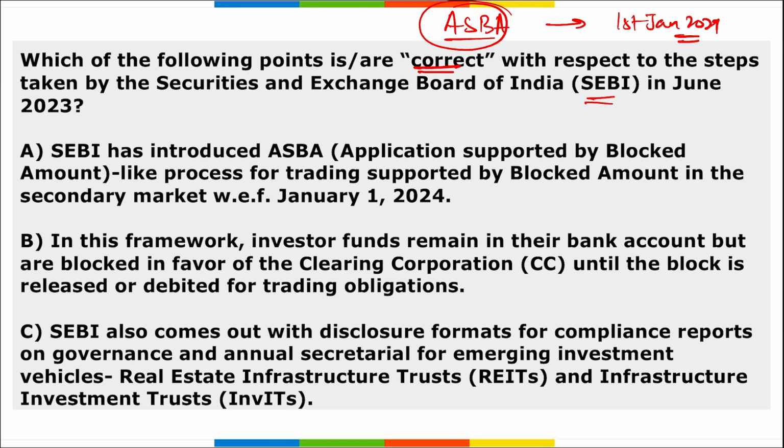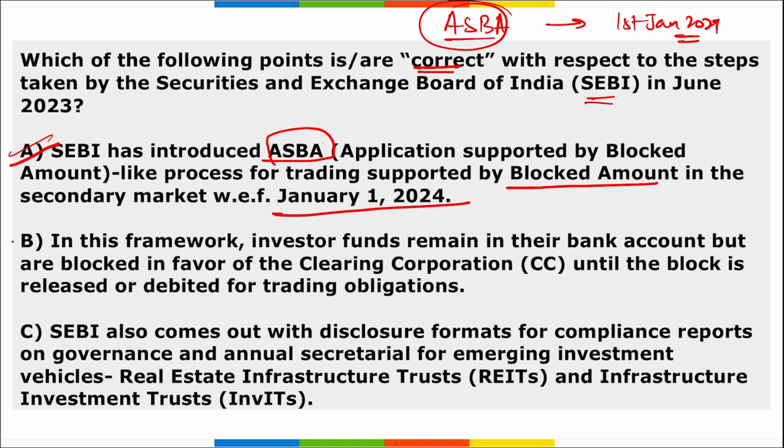RBI has approved the integration of UPI for the same, and in this framework, investors' funds will remain in their bank account but are blocked in favor of the clearing corporation until the block is released or debited for the trading obligation. Correct? Then, if we look at it, the CC directly handles the, what is CC? Clearing corporation. CC directly handles the settlement of funds and securities, eliminating the involvement of the trading member. So yes, that is also correct. So if we look at the options, SEBI introduced this ASBA-like process, that is Application Supported by Blocked Amount, in the secondary market, and it will be applicable from 1st of January.